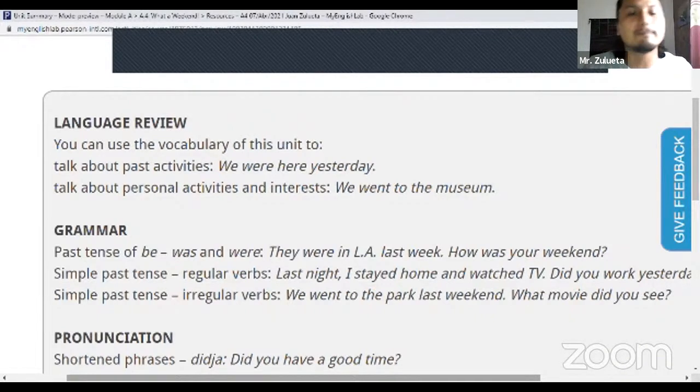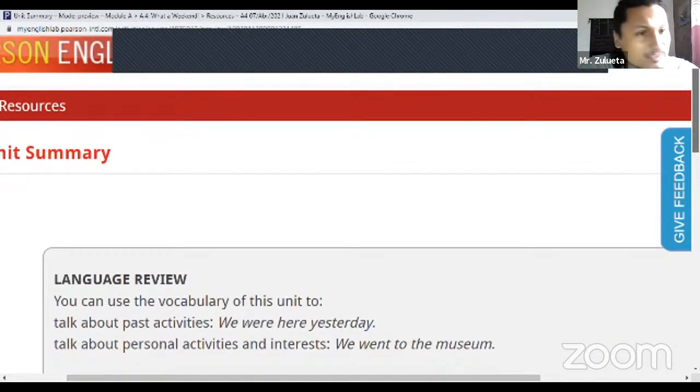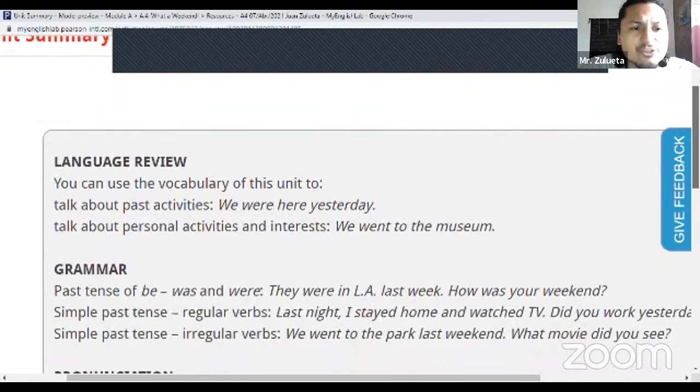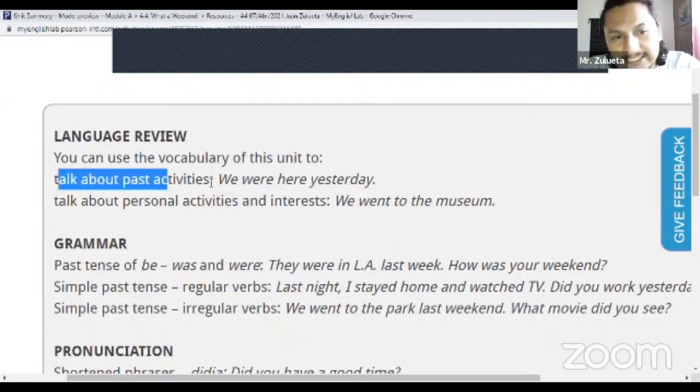Lo vamos a hacer un poquito más rápido que en las unidades anteriores. Como podemos ver, as you can see here on the units, what is it? The unit summary, el resumen. We have language review here. Let me read it. You can use the vocabulary of this unit to talk about past activities, actividades pasadas, es decir, el pasado simple, simple past.